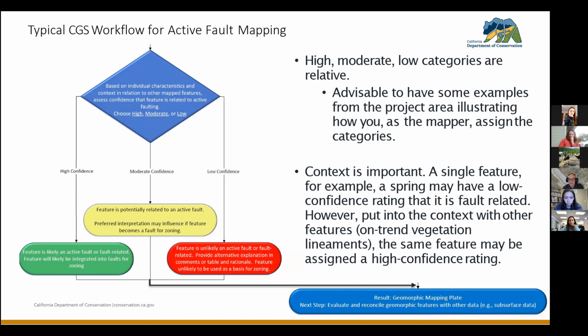And one of the things they say, which I think is really important, and you may have heard me say this a few times, is the word ensemble. Any one feature could be pretty ambiguous, but taken together, this ensemble of features can indicate active faulting. As they say, context is important. A single feature, for example a spring, may have a low confidence rating that it's fault related. However, put into context with other features on trend, vegetation lineaments, for example, and scarps, the same feature may end up indicating higher confidence. And so this is what we're trying to take apart with our GIR, giving you guys some structure to work with this.